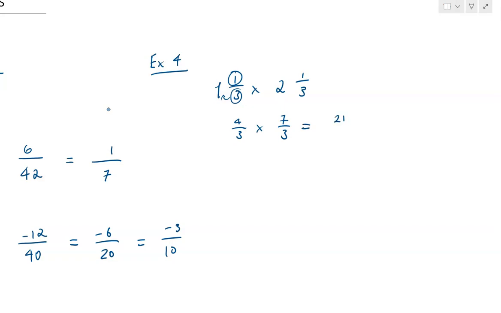So this would be 21 over 9, right? So 7 times 4 is not 21. 7 times 4 is 28. 28 over 9 is, how many times does 9 go into 28? 9, 18, 27. So 3 times, right? And then how many left over? 1. So I write 3 and 1 ninth.